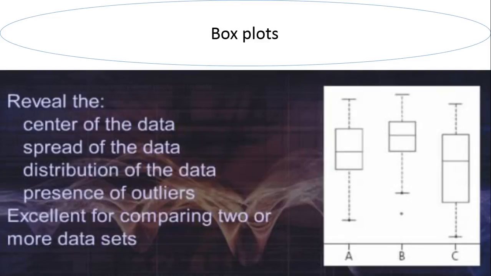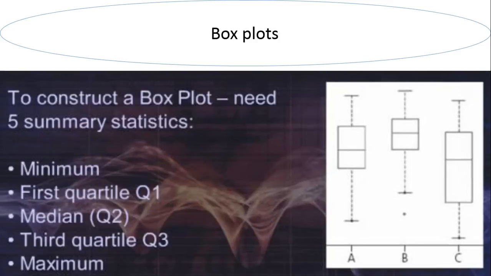So to construct a box plot, you need 5 summary statistics. You need to have the minimum, you need to have the first quartile, you need to have the median or second quartile, you need to have the third quartile, and you need to have the maximum. So once you have the 5 summary statistics, you can plot your box plot.